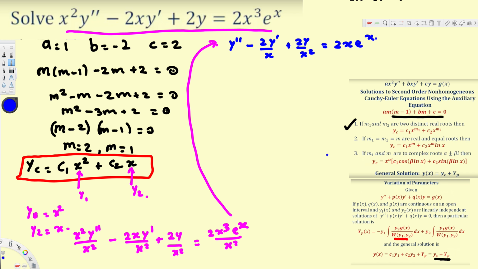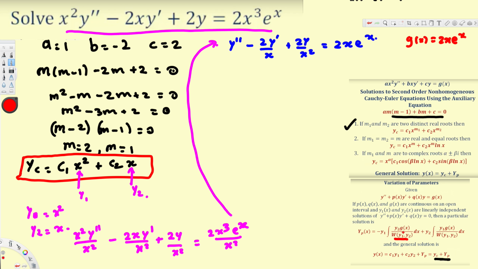Now after we get this one, let's see what we do. To find the particular solution we use this variation of parameters equation. We have y1, y2, and g of x is going to be this function 2x e power x. Let's note that one down. g of x is equal to 2x e power x, and we have everything, but we don't have the Wronskian.